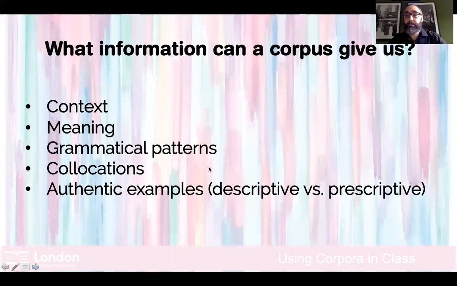Right, and what kind of information can we find in a corpus? Well, a lot of information, really. But I've chosen some of the most important information we can find, like, for example, the context, meaning, grammatical patterns, collocations, and authentic examples. And I will start from the beginning. I will start with the context.